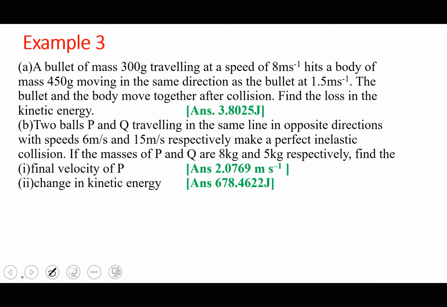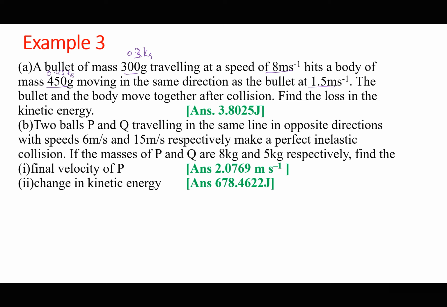Example 3. A bullet of mass 300 grams, so this is 0.3 kilograms, traveling at a speed of 80 meters per second, hits a body of mass 450 grams, so this is 0.45 kilograms, moving in the same direction as the bullet at 1.5 meters per second. The bullet and the body move together after collision, so they move together as a single body. Find the loss in kinetic energy.